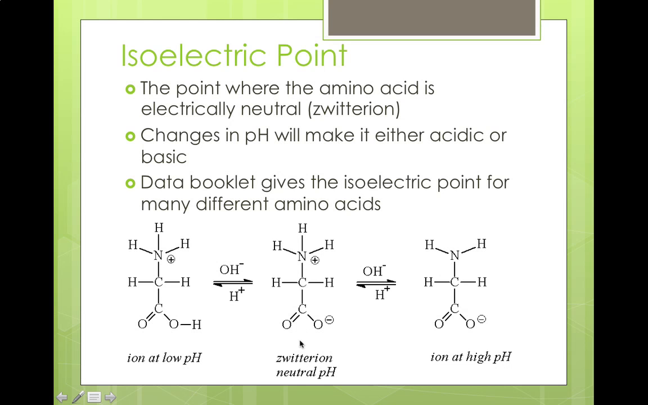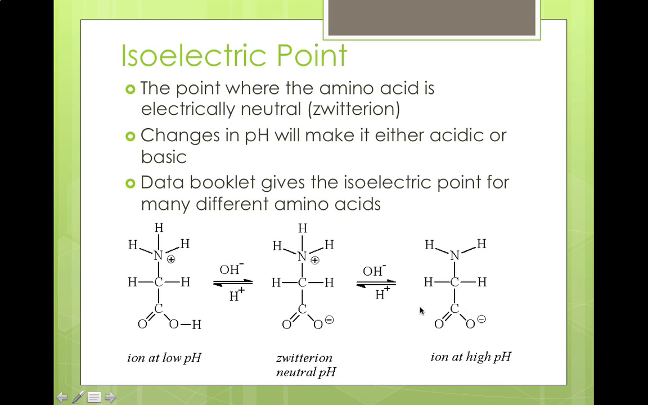So we have an image here of the Zwitterion in the middle. That's where we're starting. It's at a neutral pH, so a pH of 7. If I have a lower pH than 7, that means I'm becoming more acidic. Again, lower pH means I'm becoming more acidic. I've now gotten that extra hydrogen attached to my carboxylic acid. I have an overall positive charge.